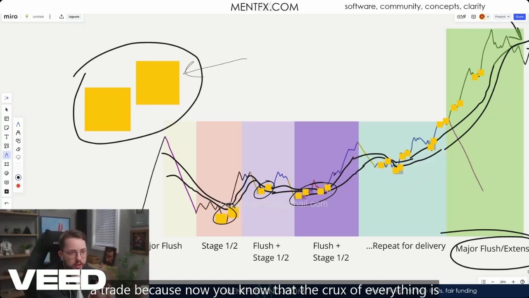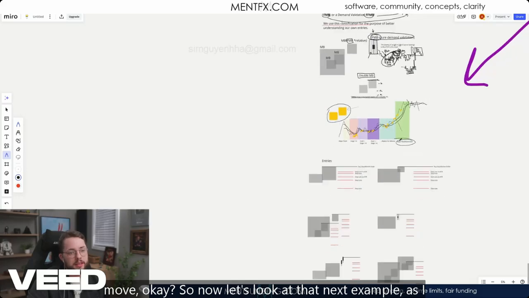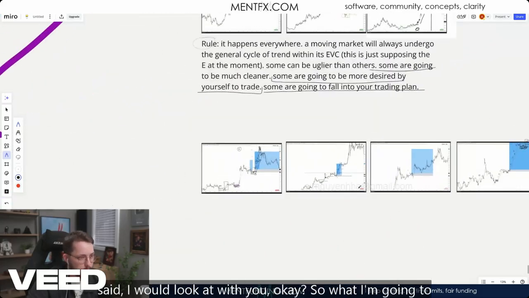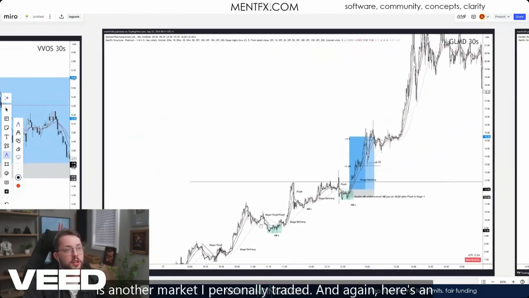So the crux of everything is that a double MB will always formulate the beginning of some move, okay? So now let's look at that next example, as I said I would look at with you. So what I'm going to do now is I'm going to go inside of this right here. So this is another market I personally traded.